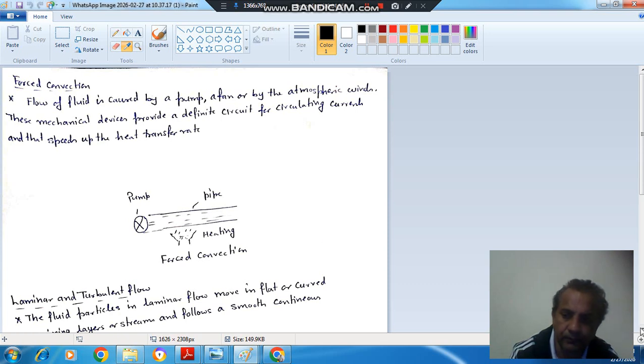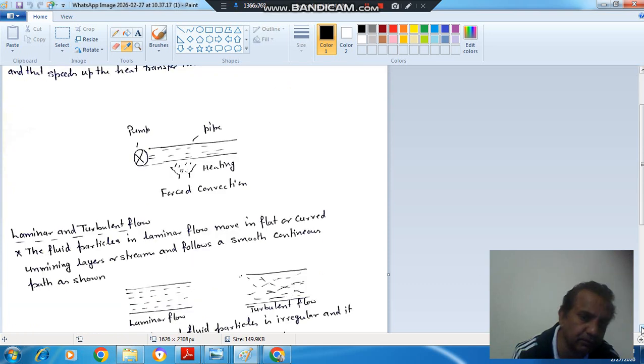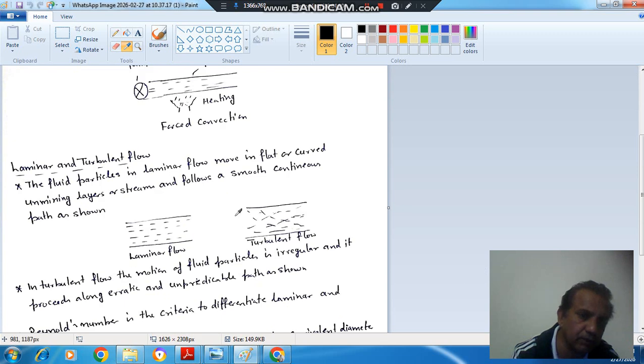So next definition in the chapter is laminar and turbulent flow. In laminar flow, the fluid particles move in an unmixing pattern like this, and it is a continuous path, whereas in turbulent flow it is a zigzag path, that we have studied in fluid mechanics also.